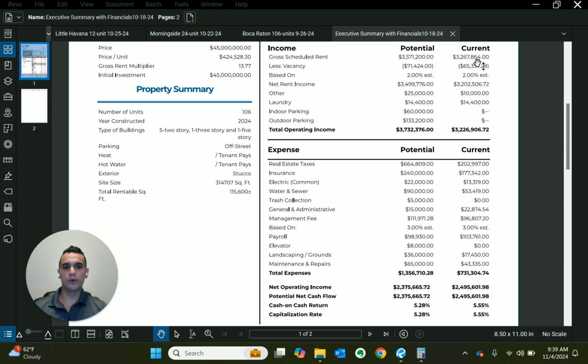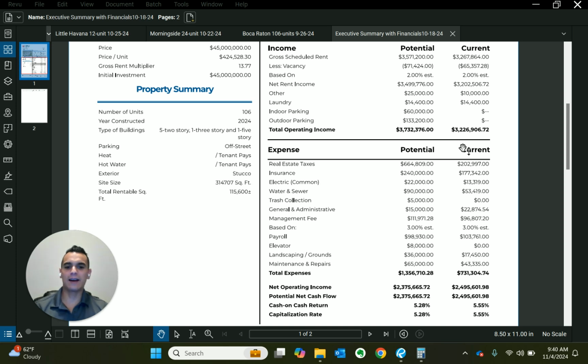Gross scheduled rent actually goes up a couple of hundred K. So what happens here? Expenses. Look at this. Real estate taxes almost triple. Insurance goes up 60%. Electric goes up. Water and sewer. These are significant jumps from the current to the potential. Almost everything goes up. Payroll goes down a little bit. Landscaping doubles. Maintenance and repairs goes up 50%. So what is going on here? Why are these going up in potential?